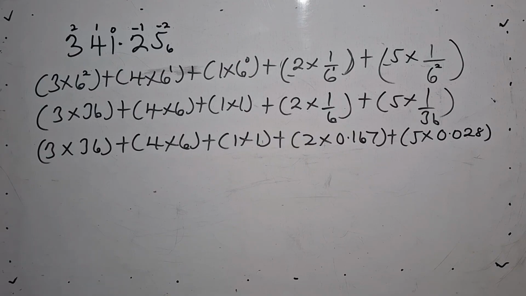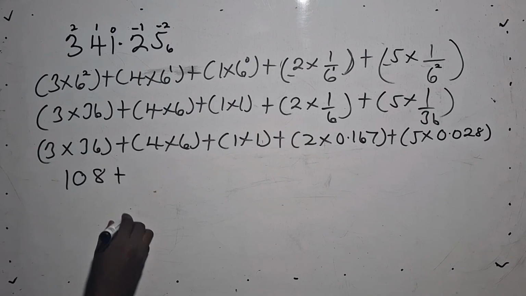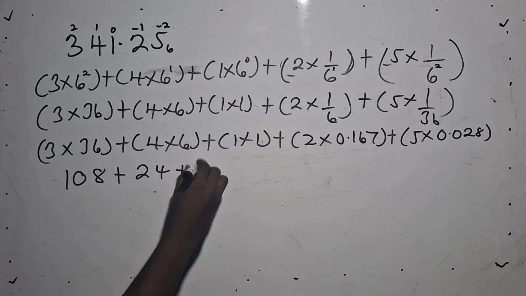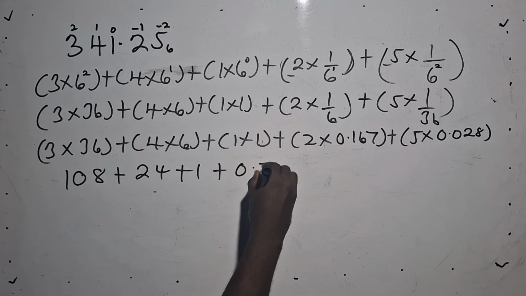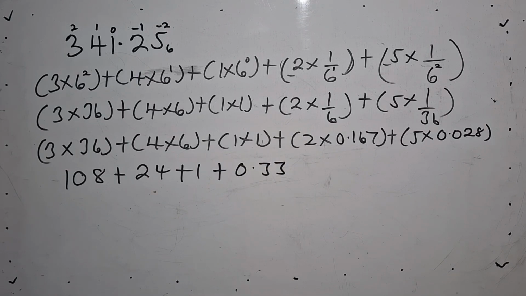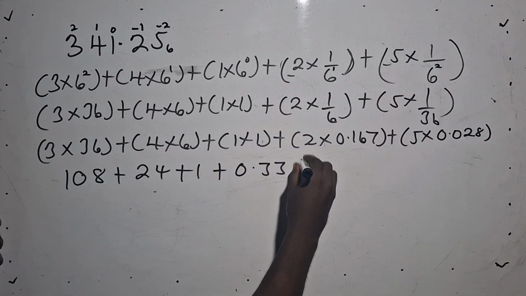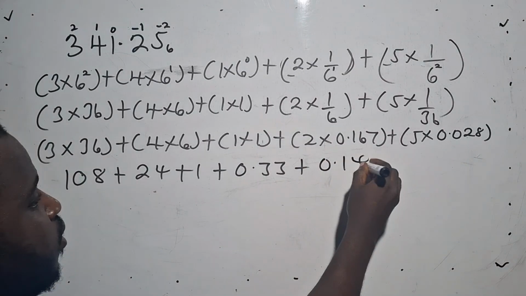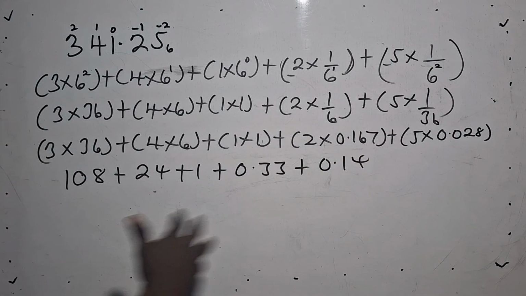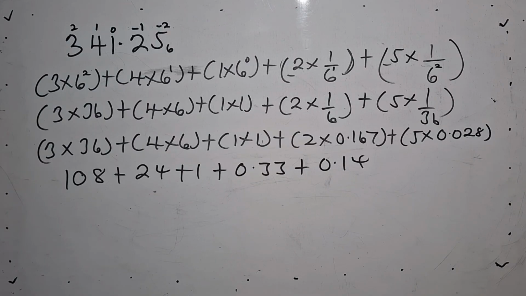So now 3 times 36. When you multiply 3 by 36, you get 108. Then 4 times 6, 24. Then 1 times 1 is 1. Then plus 2 times 0.167, I'll round it, so I'll write 0.33. Yes, 0.33. Then plus 5 times 0.028. I'll also round it, so I'll get 0.14. Yes, I'm leaving them in 2 decimal places. So you should pardon me and understand.